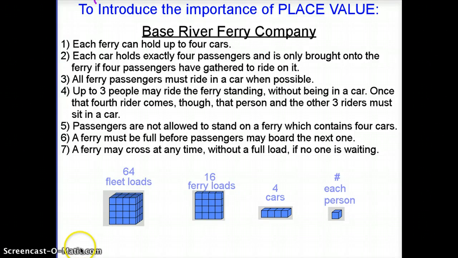Once we go over the size of these units, each unit cube represents 1 person. So that means that 4 people can fit in a car. A total of 16 people fit in a ferry load, 4 by 4, 4 cars with 4 people in each. And if there are enough people, we will have a fleet load, which is made of ferry loads, which means that 64 people can fit into a fleet load. If you count 4 back, 1, 2, 3, 4, it should be 4 ferry loads, so there would be 64 people that could fit in a fleet.